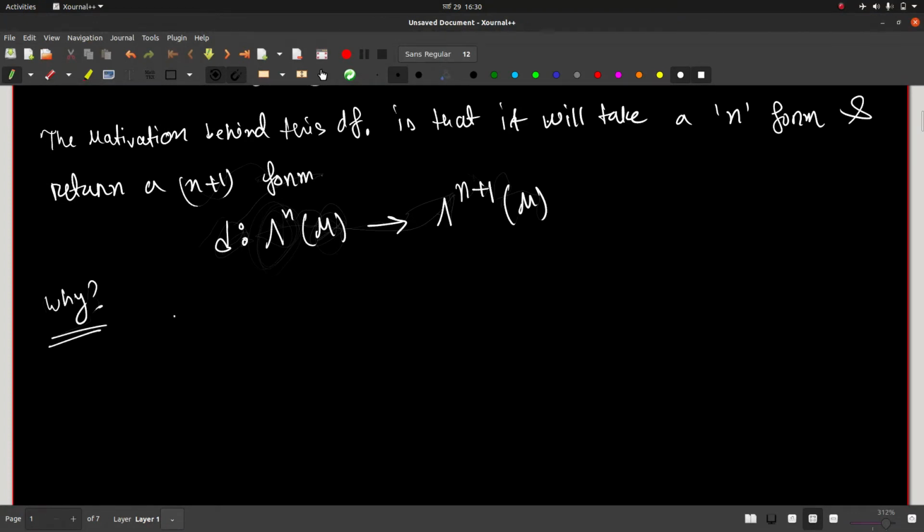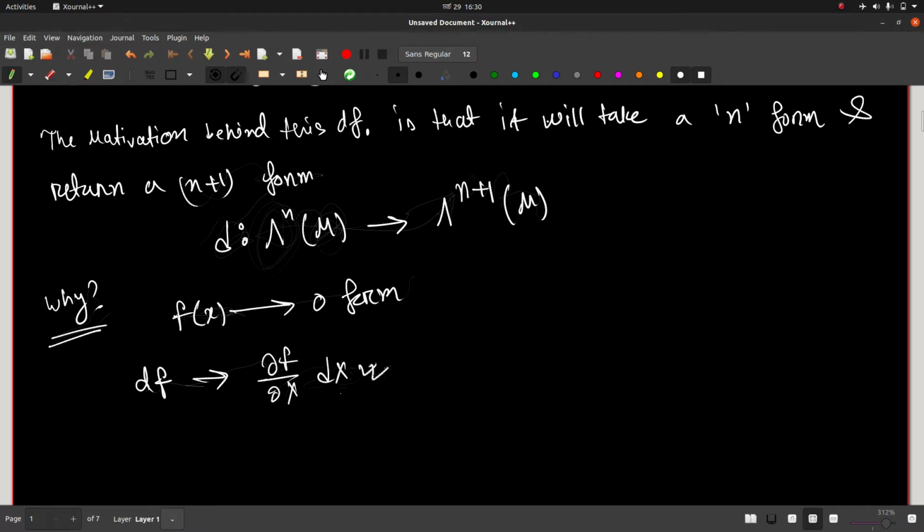Why? Because if you look at the ordinary derivatives in calculus, your function, let's say f of x, was a 0 form. When you take the derivative of this function, it gives you a 1 form, like this, right? This is a 1 form. So this is where the motivation comes from. This is one way to look at it. And obviously, if you are dealing with multivariable, you can just put a summation symbol over here and you are good to go.